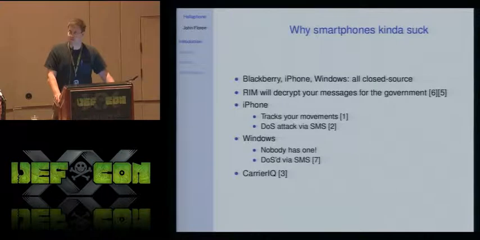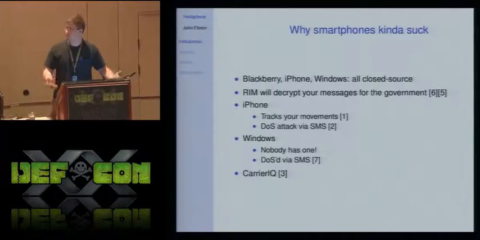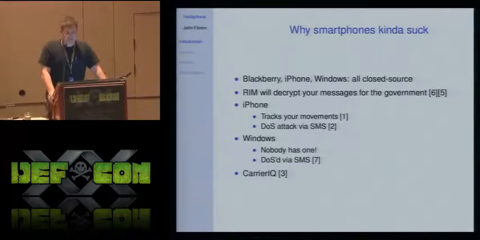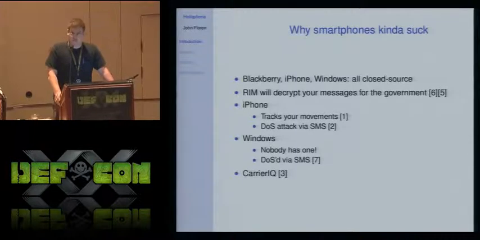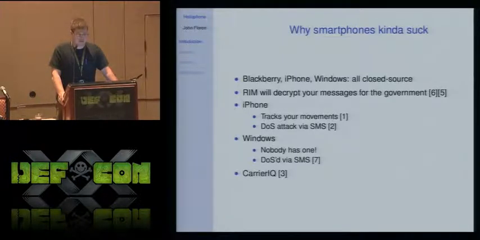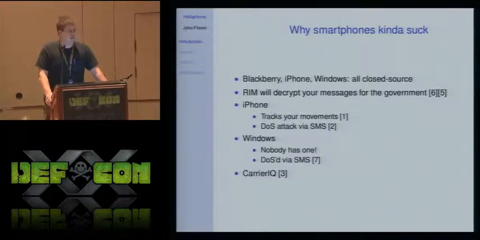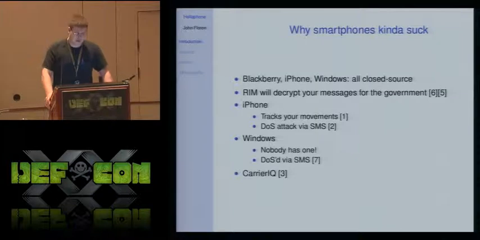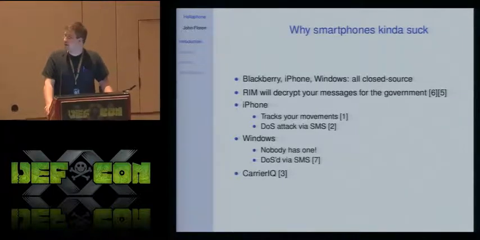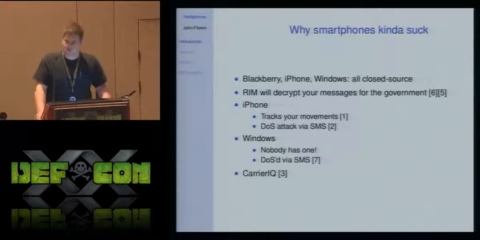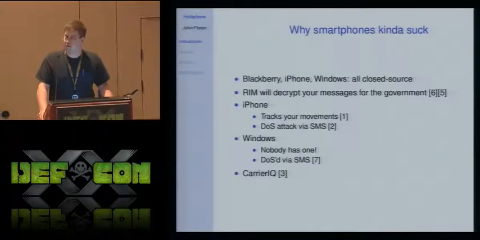But the problem with smartphones, in terms of being a hacker wanting to hack on them, is that most of them are closed source to begin with. You look at the BlackBerry, the iPhone, the Windows Phone, you're not going to get the source to those. And there are some security issues with these. RIM has indicated that they're willing to decrypt users' text messages to each other for the government. I think that happened recently in London after the riots. We've seen the iPhone maintains a record of all the cell towers you come into contact with, meaning that they know your position and store it on the phone.